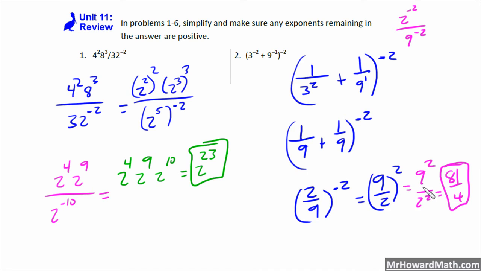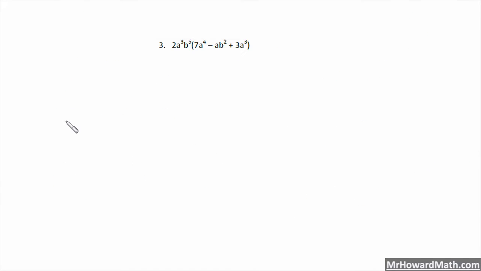Alright, let's move on to more problems. Alright, this is problem 3 on the review. So we have this being multiplied by all of this because we need to distribute it in. So we distribute here, numbers times numbers, a's times a's, b's times b's. So in this first one, we'll end with a term of 2 times 7 is 14, a cubed times a to the 4th, a to the 7th power, and then there are no other b's there, so it would be b to the 5th. There are no other b's right here to multiply by, so we keep the original b to the 5th. Okay, now distribute in here.